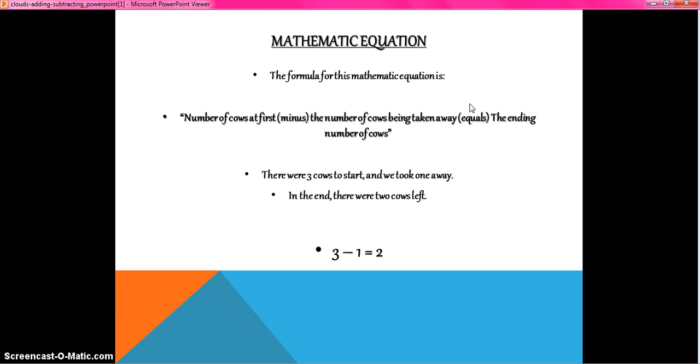Now, who remembers how many cows were being taken away from 3? Right, 1. So everyone write a number 1 after the minus sign. The last step is to write down the answer. But before we do that, what symbol do we need to draw? An equal sign. After the equal sign, you put your answer, which is 2. Your paper should now say 3 minus 1 equals 2. Good job, everyone.